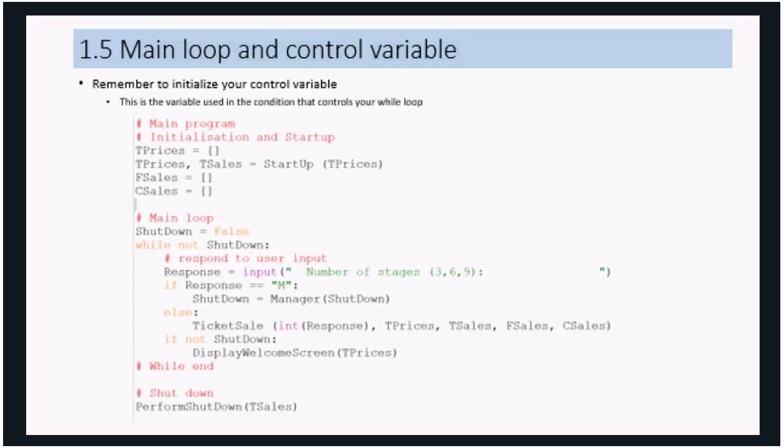So, crucial step in the main loop, we need to initialize the control loop variable. We want shutdown to be false, otherwise the program will never start. It will just jump straight down to the end of the while and perform shutdown. So shutdown needs to be false, and here we are prompting the user for how many stages of travel. We know that the user might have taken this step of typing M to get the hidden manager function, in which case we need to call our manager handler. Otherwise, we call our ticket sale handler.